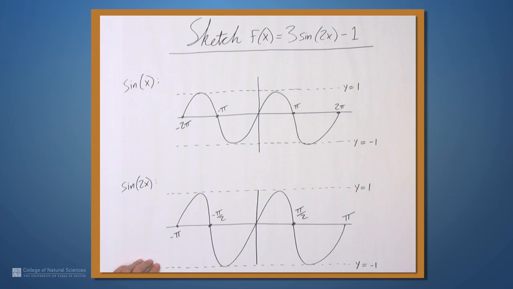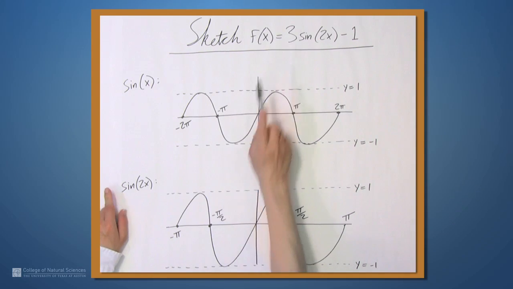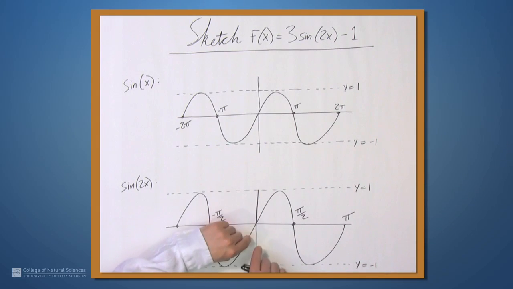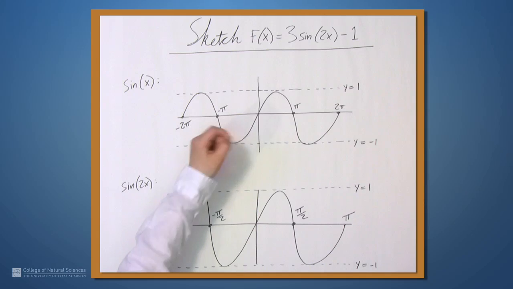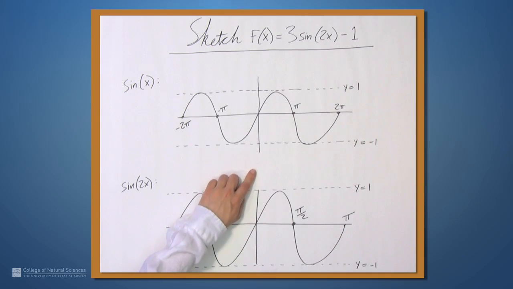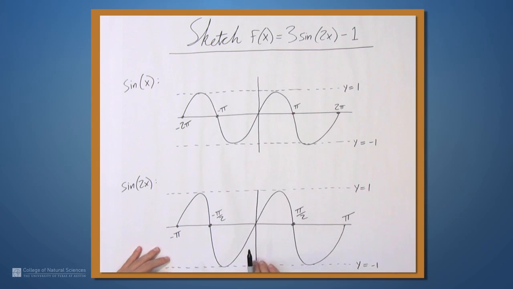Now we want to add the 3. And as I said before, if you add the 3 out here, right, we want to put this guy right here. That's going to scale the y-axis. It's going to expand it or contract it. And since it's 3, it's greater than 1, it's going to expand it. So let's do that on a fresh sheet of paper.